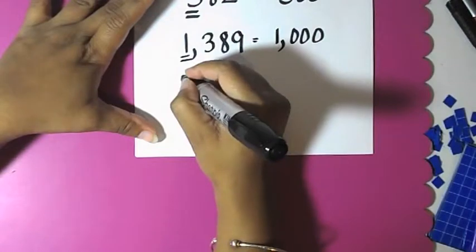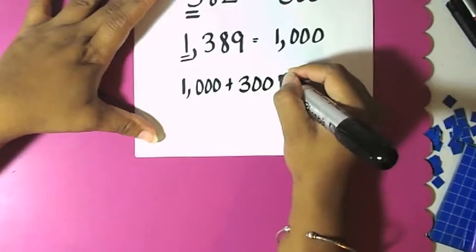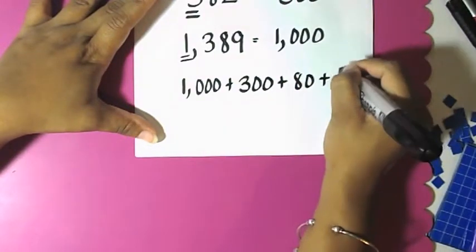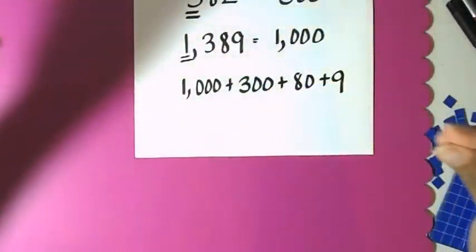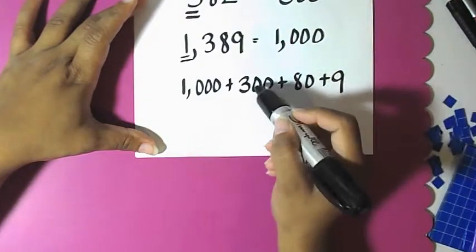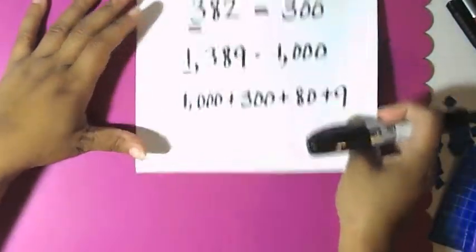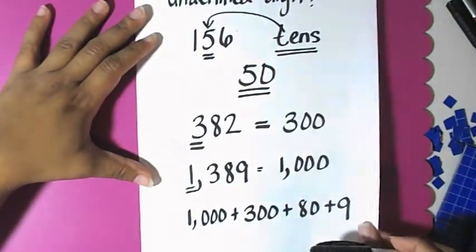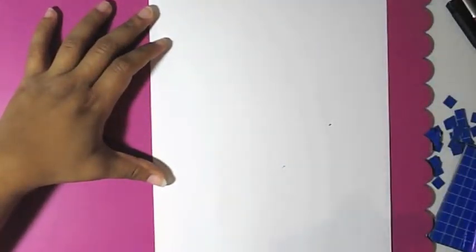When you write that number out in expanded form, it's 1,000 plus 300 plus 80 plus 9. Okay, that's when we pull that number apart and we recognize how much each number in that digit is worth. Okay? Alright, so that's one of the questions that you might see on the test. What is the value of the underlined digit? Okay? What else?